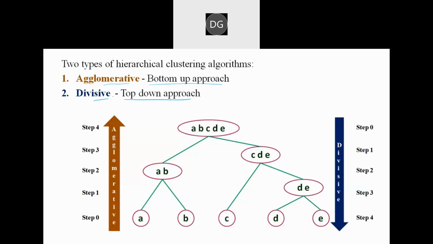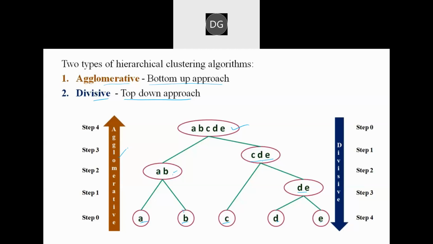The steps of agglomerative start from the bottom. You will have individual points. In this case we have A, B, C, D, E. Individual points will be grouped based on the closest points. So here A and B will combine to AB, C goes directly to the next step, and D and E will be combined as DE. DE and C will be combined to CDE, and CDE and AB will become ABCDE. These are the agglomerative steps.